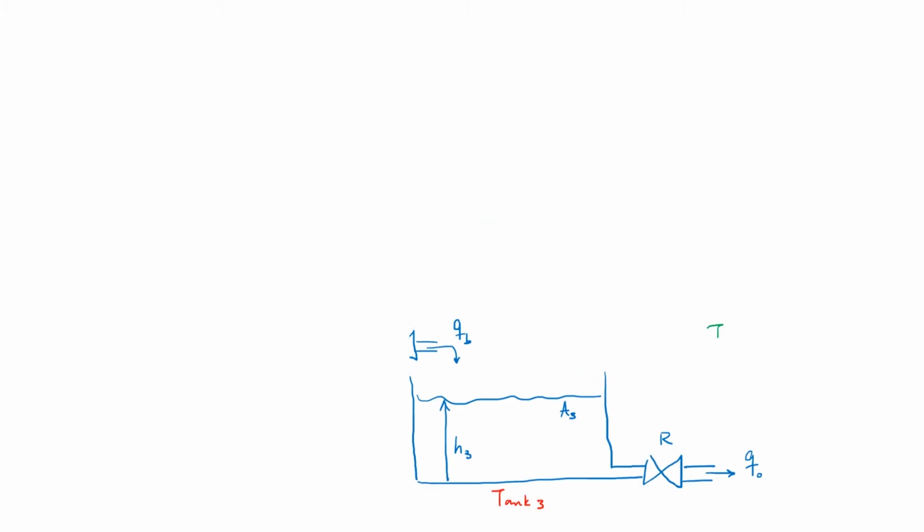Similarly, for tank 3, you can write these two expressions once again. I'll quickly do that. So for the capacitive element, you have QB minus Q out to be equal to area A3 times the time rate of change of H3. And for the resistive element, you have rho G H3 to be equal to Q out times R.